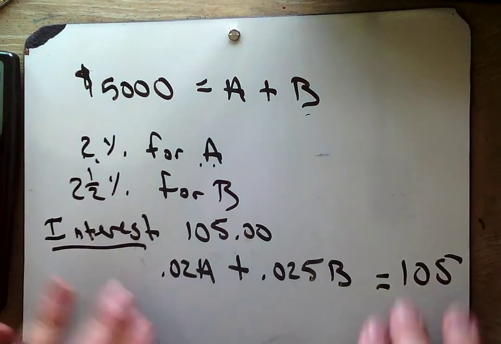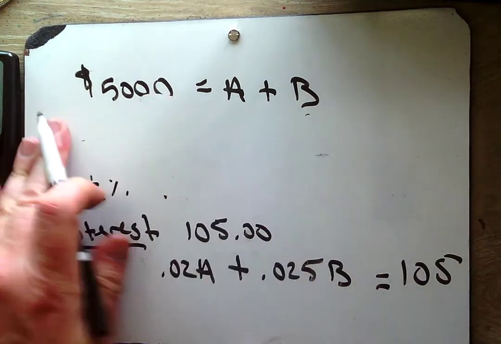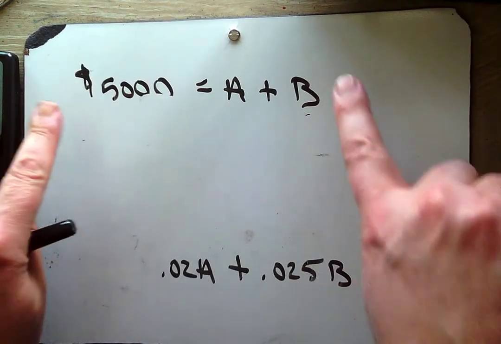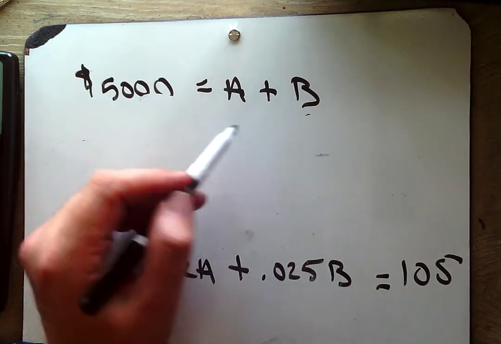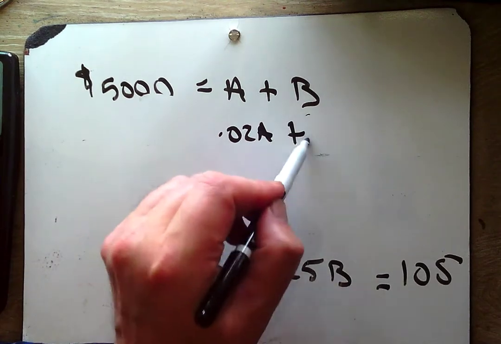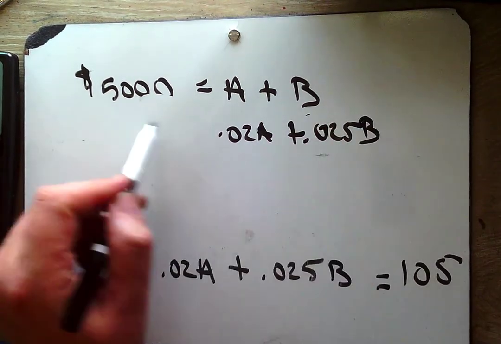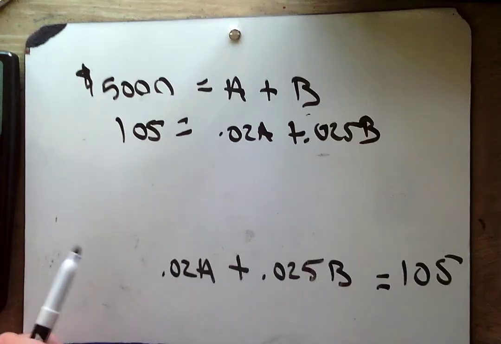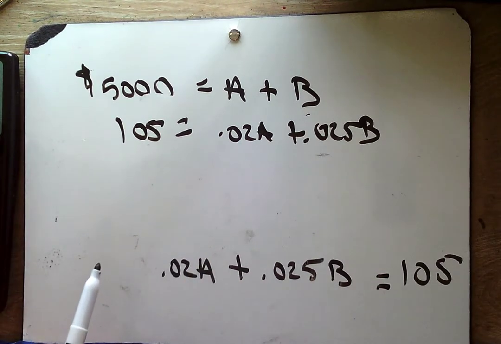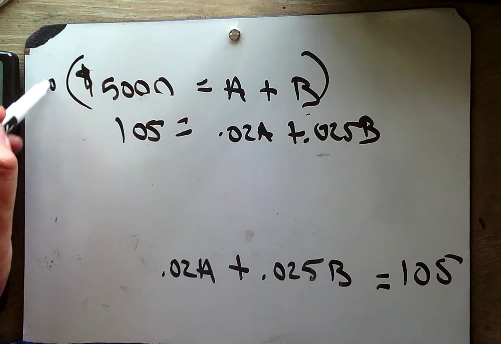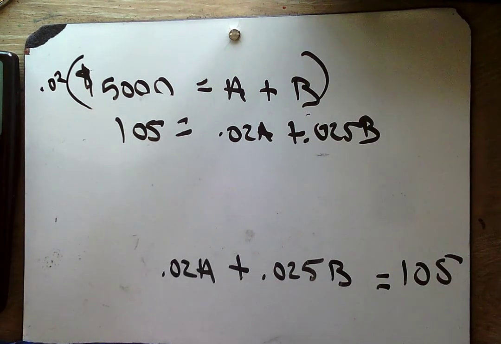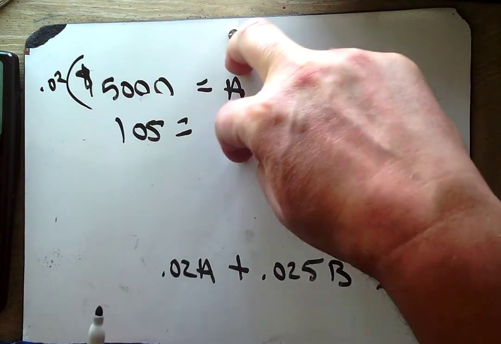So now I've got my two equations and two unknowns. I've got my quantity equation and my value equation. So 0.02A plus 0.025B equals 105. And what do you want to use? Do you want to use elimination? Do you want to use substitution? Myself, I would probably use elimination and multiply this row by 0.02 so that these could be the same.